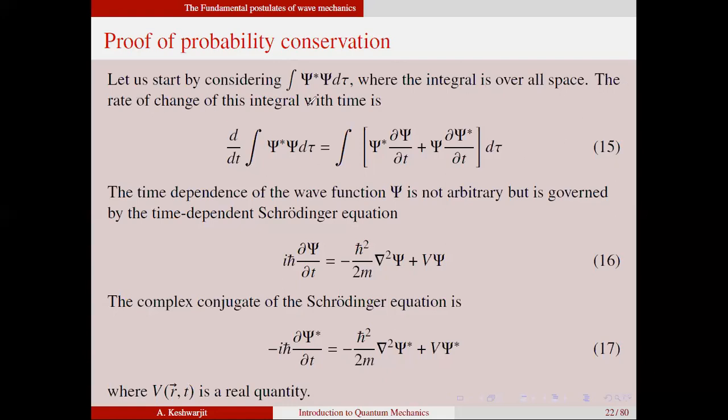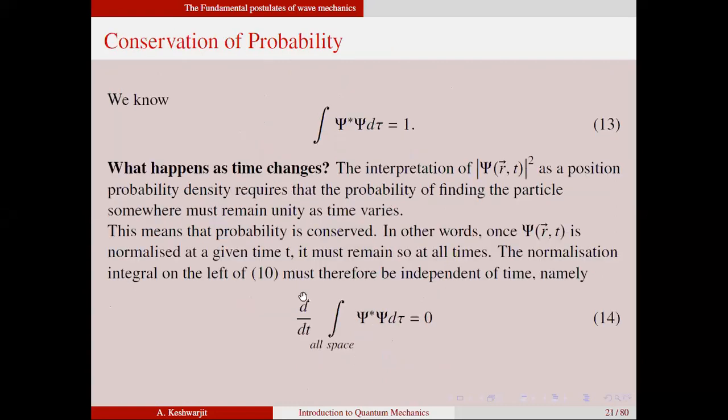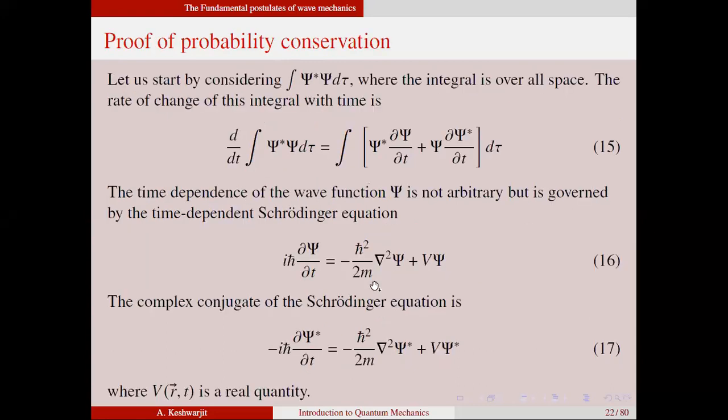The rate of change of this integral with time is d by dt of the integral of psi star psi d tau. This is the left-hand side. So we start with the left-hand side and we prove that it should be equal to 0.